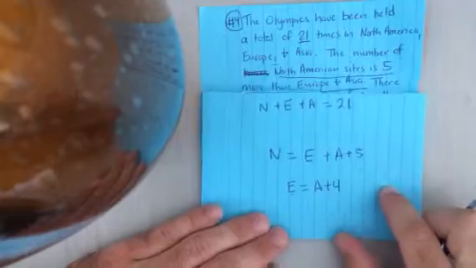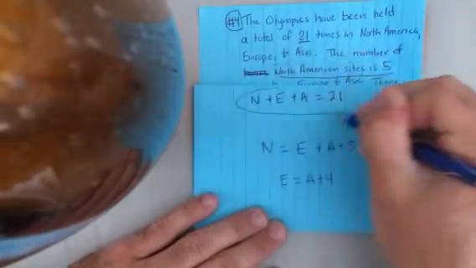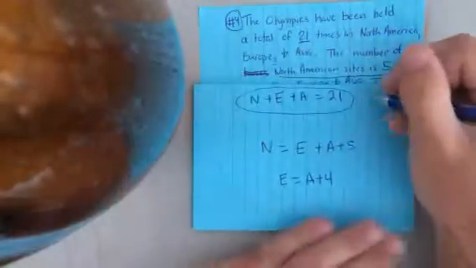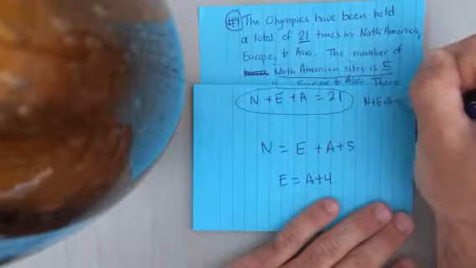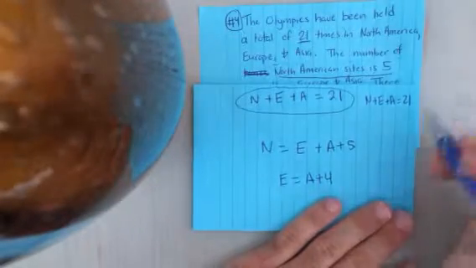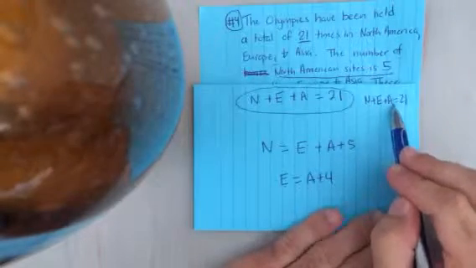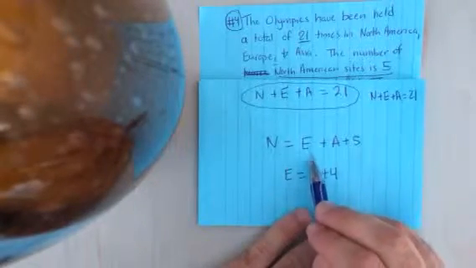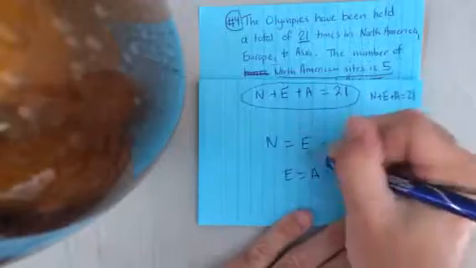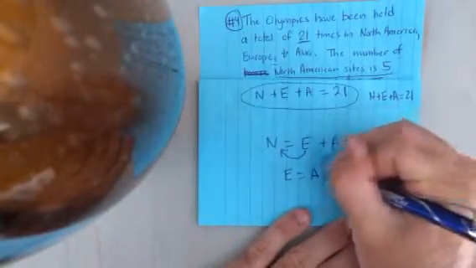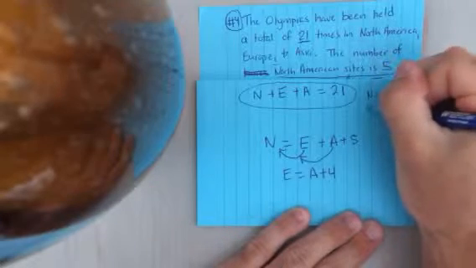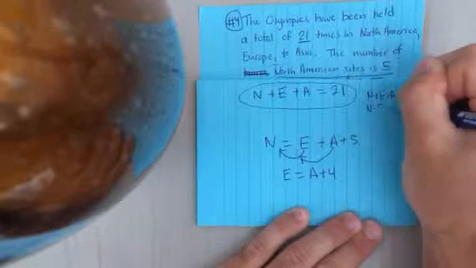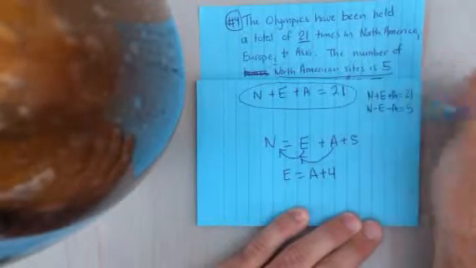Now I just have to figure out how to write them in order. So I'm going to keep the order of the first one. All right. So it would be N plus E plus A equals 21. Okay, so I want to keep the order NEA. So I need to move my E and my A over for my second equation. So when I do that, the E and A become negative. So it's going to be N minus E minus A equals 5.